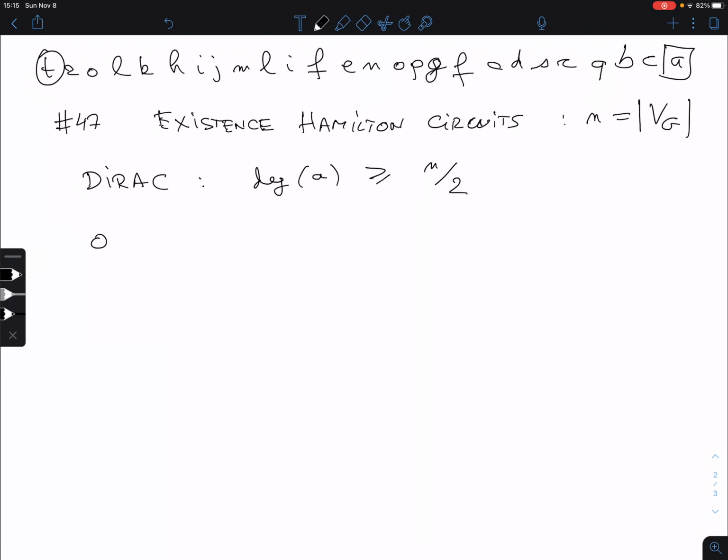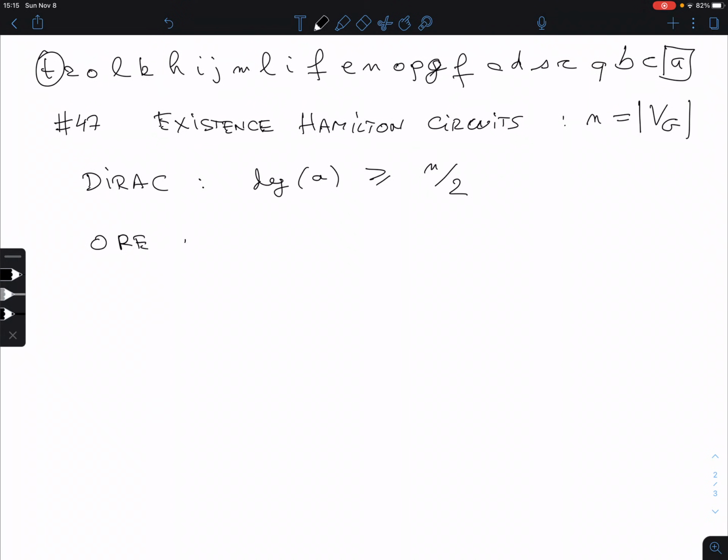Ore says, well, okay, what I need is that the degree of A plus the degree of B is at least n, but for A and B not adjacent. That is a weird condition here, and I'm a bit worried that I might have said it in the lecture the wrong way. I didn't do any problems on it, but we'll see it now. So A and B should not be adjacent. Okay, not adjacent. We will talk about how we do this.